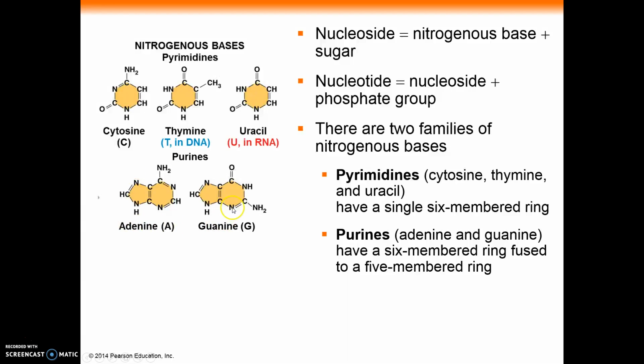The other group is called purines, and we have two of them. We have adenine and guanine. This is a combination of a 6-member ring fused with a 5-member ring. They look very similar, but you can also see differences, such as up here we have an NH2 where we have a carbonyl group up here. Down here we have nothing. Over here we have an amino group.